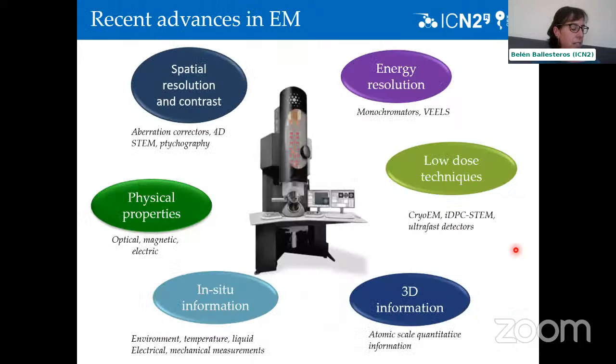So just a quick mention of the latest advances in electron microscopy. I was mainly focused on spatial resolution and contrast, which has been improved a lot with aberration correctors, but there are some other techniques that have been developed, and also improvements in energy resolution thanks to monochromators. You can also study physical properties in the electron microscope. There are holders that allow you to study the optical, the magnetic, and the electric properties in your materials.